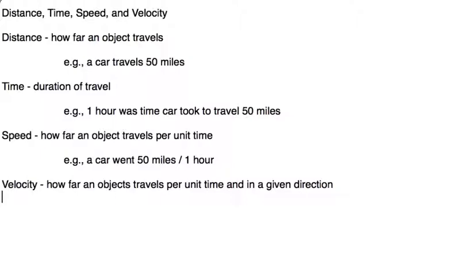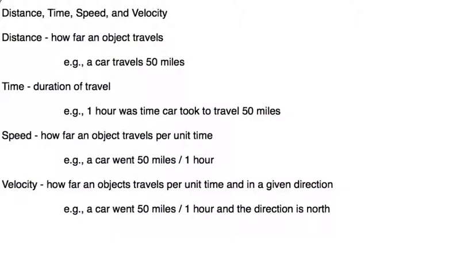Let's go back and look at our car example. Let's say our car went 50 miles divided by 1 hour, and the direction is north. Well, we know that 50 miles is the distance, we know that 1 hour is the time, and we know that 50 miles per hour is the speed. But if we said 50 miles per hour and the direction is north, we don't call that a speed, we call that a velocity, because we added a direction component to the speed.